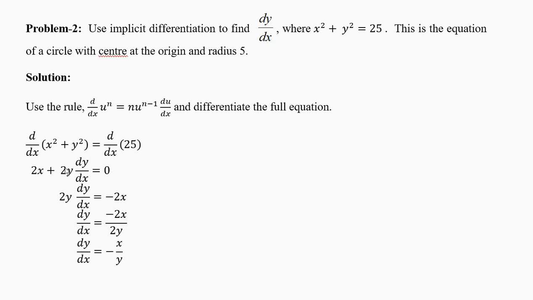So 2x plus 2y dy by dx equal to 0. Take the 2x this side. You'll get minus 2x. Divide by 2y. You'll get dy by dx equal to minus 2x by 2y. Cancel the 2 and write the minus on the left of the fraction. Dy by dx equal to minus x by y. That's it.